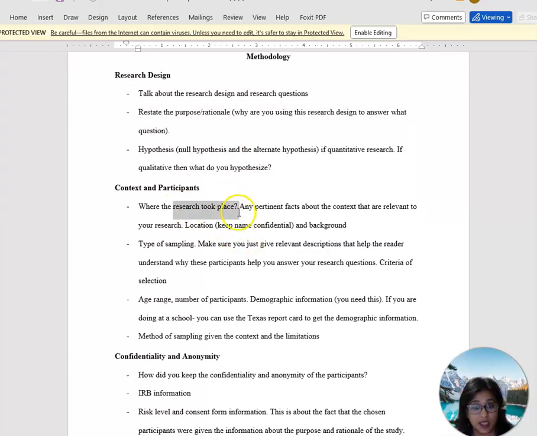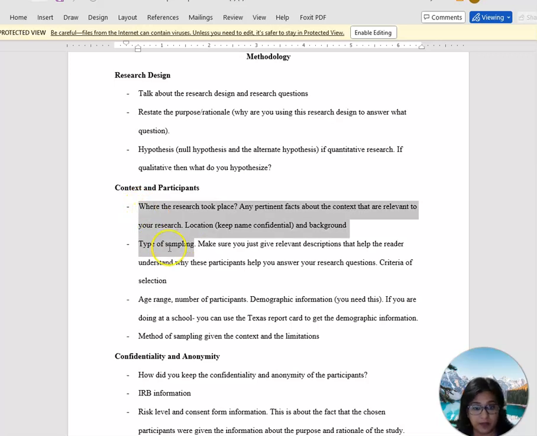Context: where did it take place? Remember to keep the names confidential. You're going to use pseudonyms. The type of sampling is very important. Was it purposeful? Was it convenience? Did you do stratified sampling? Did you do random sampling? All of those are really important to talk about over here.